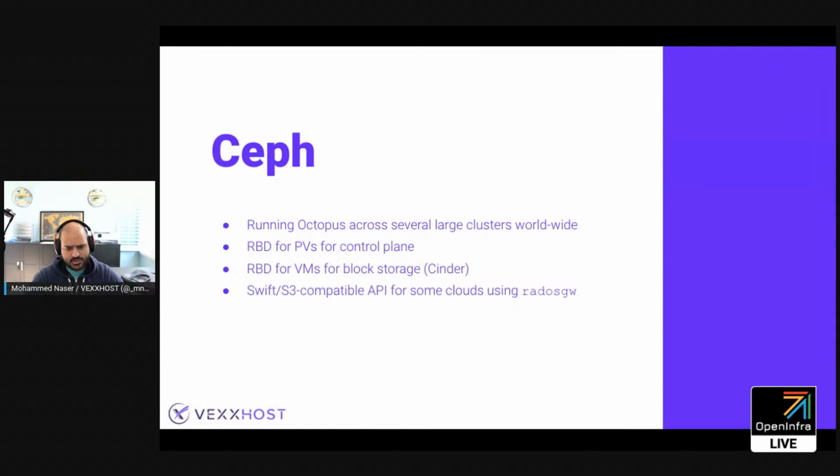And for a few clouds, we offer the Swift and S3 compatible API using Rados Gateway. That's something that's quite popular, and especially for a private cloud environment, having one storage solution that can encompass both your block and object storage needs, as well as file share storage needs, is really nice and useful.